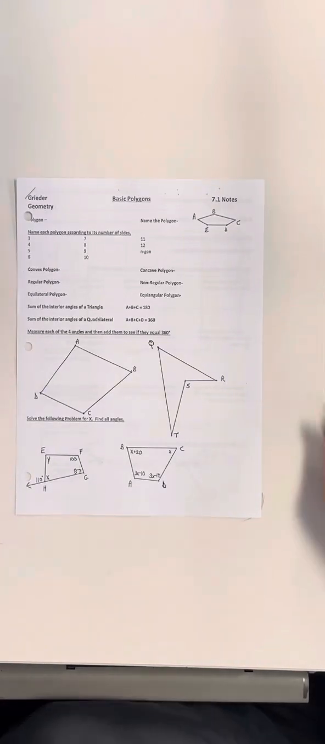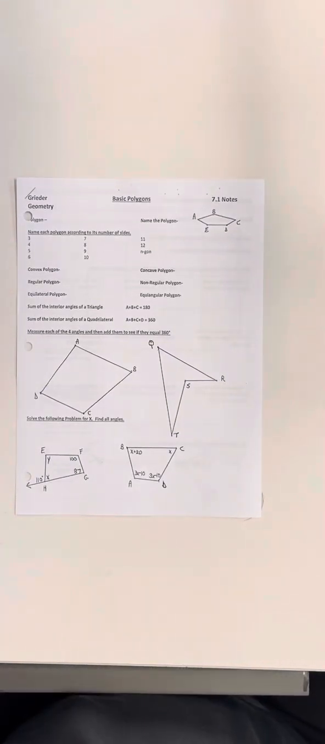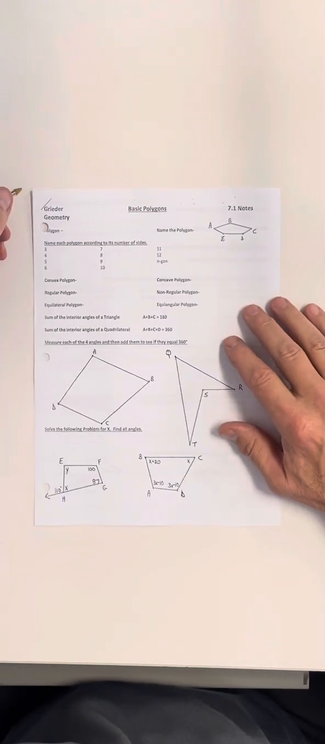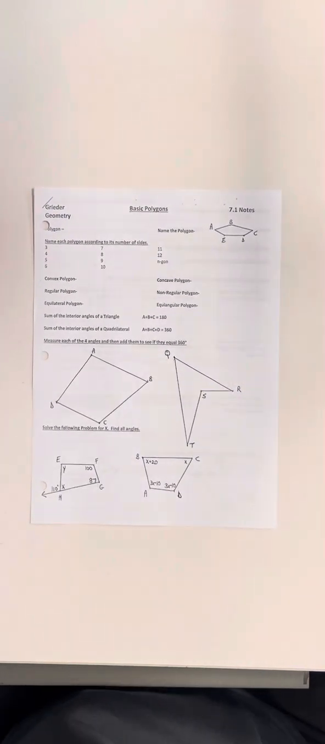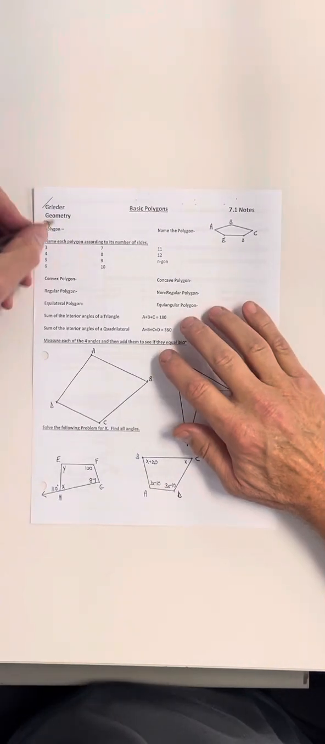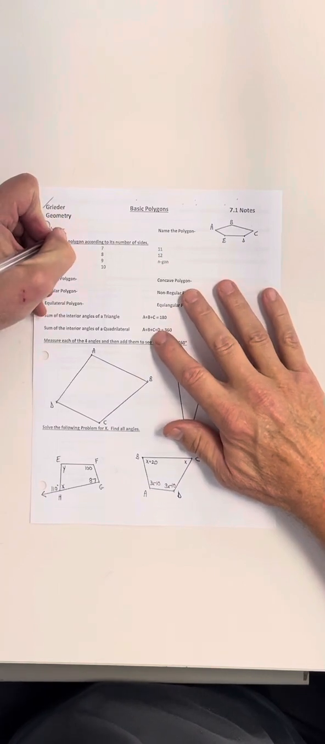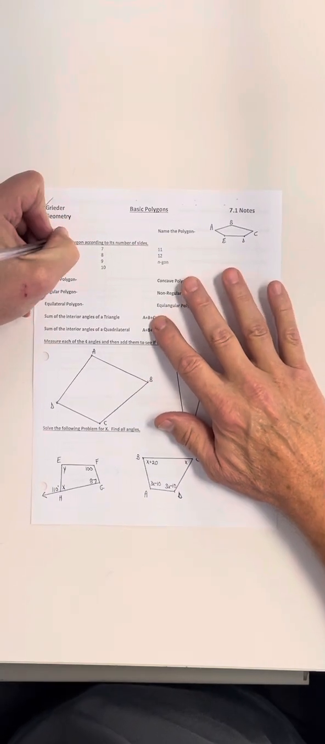Okay, today I'm going to do a quick lesson over basic polygons. So this is going to go really fast. If you need to replay it, that way you get it. So a polygon is a closed, straight-sided figure.